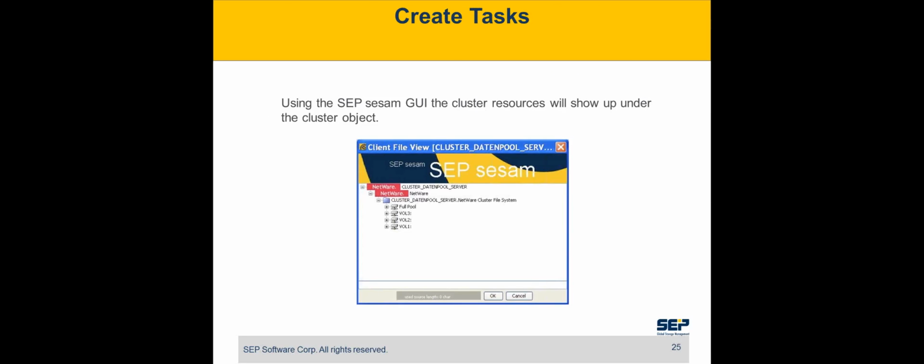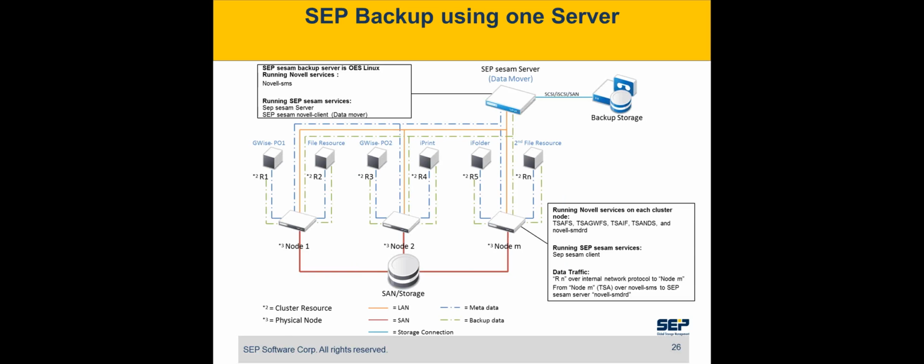When you go to back it up, you actually see the cluster pool and you see the object. So you can select the object or the resources that you're wanting to back up just directly from the GUI. This is a screenshot from our GUI. So this is what it looks like when you're looking at those objects in a cluster. Now there's several ways you can set up the cluster.